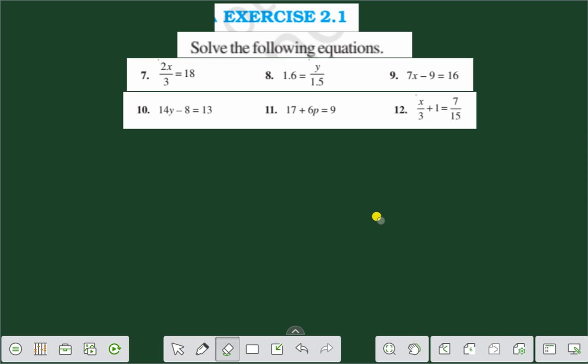Hello everyone. Today I shall discuss exercise 2.1. Solve the following equations. That is question number 7.